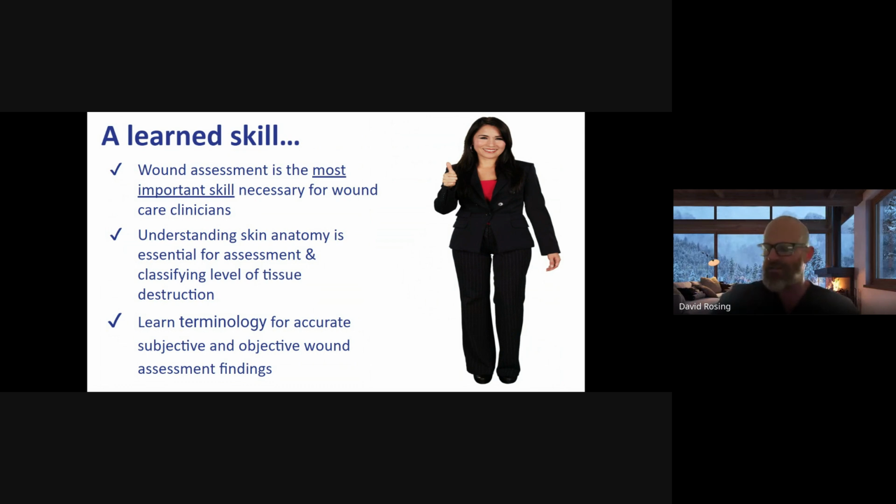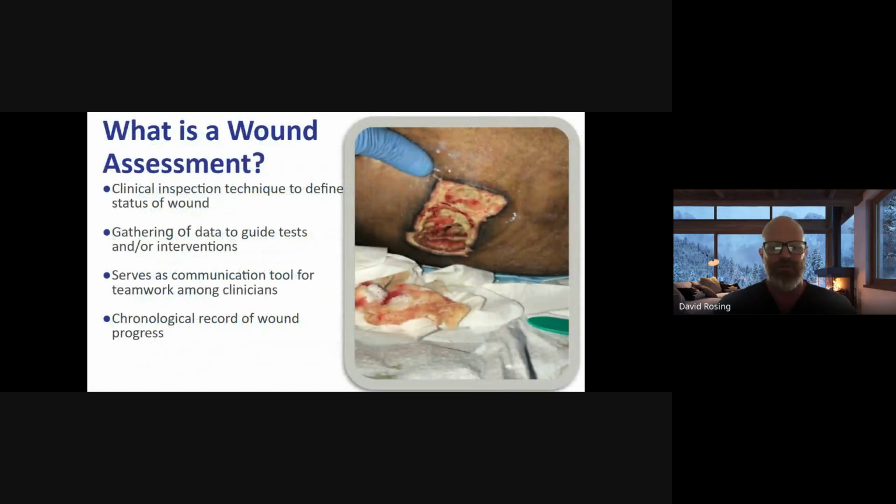All the terminology and anatomical locations are very unique to wound care, so we'll get into all that. So basically, what is the whole wound assessment? It's a clinical inspection technique to give us the idea of what's going on with the wound. Is it infected? Is it covered with slough? And then you've got to look at the patient history and physical along with the examination findings and try to figure out what's going on and what's causing the wound.